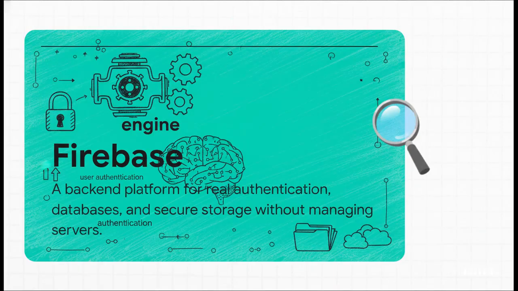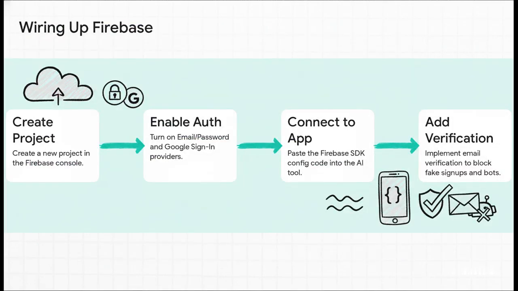Well, for us, the answer is a wonderful thing called Firebase. Seriously, just think of it as the engine and the memory for your app, all bundled together. It takes care of all the hard stuff, user accounts, databases, file storage, and you never have to worry about managing servers. It's pretty much the perfect partner for our AI-generated front end. And getting it hooked up is way easier than you might think. You just create a Firebase project, click a few buttons to turn on things like email and Google sign-in, and then copy-paste a little snippet of code into your app.